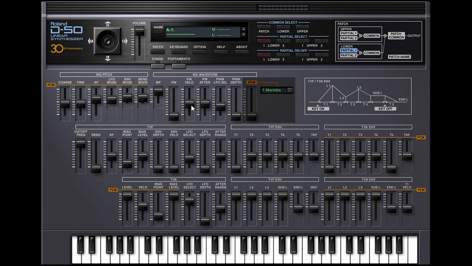The pulse width can also be controlled by velocity. If I press slower keys or harder keys, we can hear the effect. The aftertouch also can control the pulse width. You can select which LFO will modulate the pulse width, LFO 1, 2 or 3, with positive or negative phase. So let's try LFO 2 for example. So the pulse width depth controls the range.